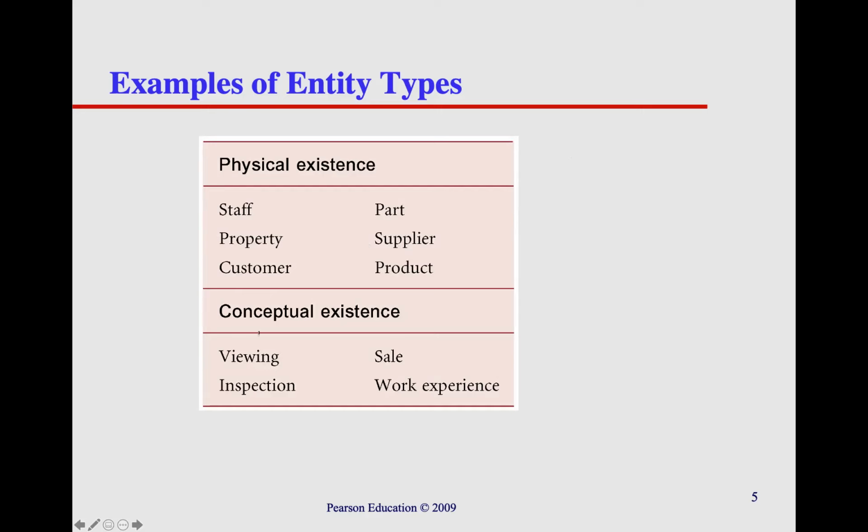Honestly, I no longer view these as entities. A viewing is really a relationship between a client and a property. A client views a property. A sale is generally a relationship. A customer buys a product from a supplier. So I need to update this because the previous textbook used to talk about conceptual existence of entities, but really every single one of these is more like a relationship between physical entities. So I tend to think of entity types as having some kind of so-called physical existence.